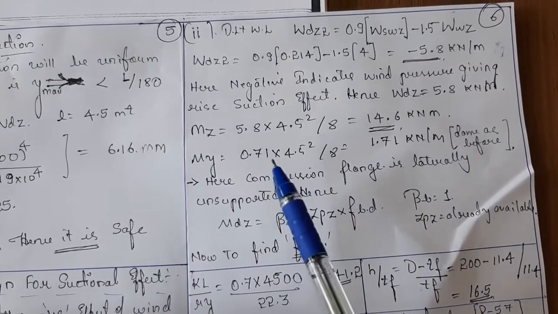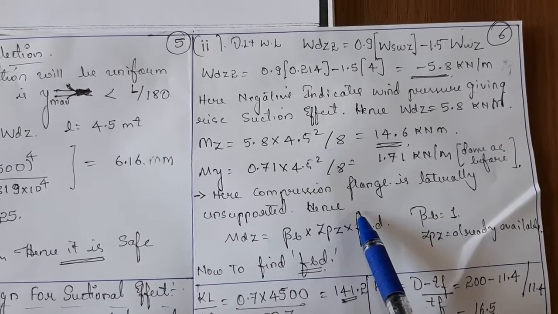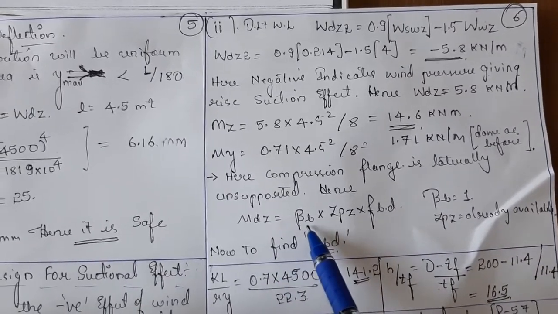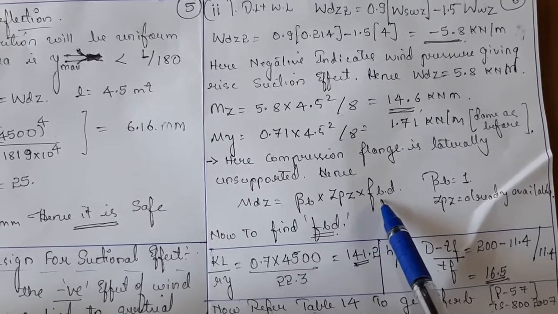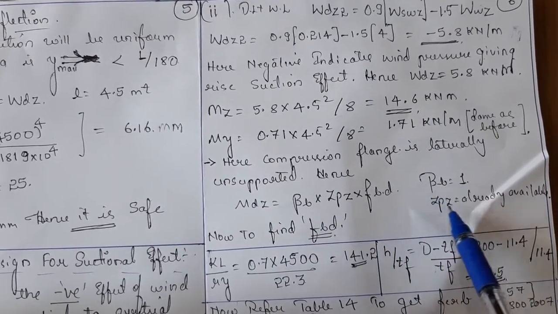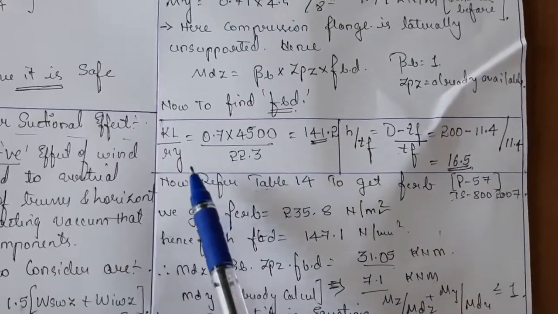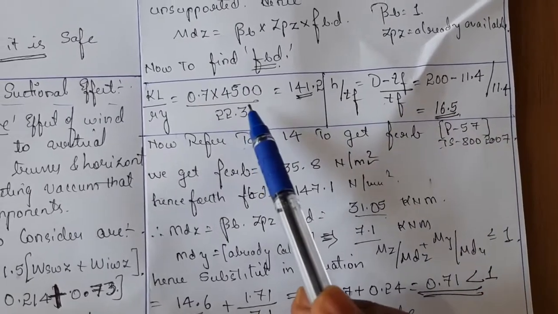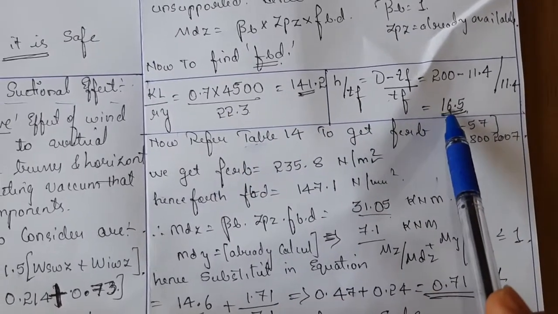Now in the previous case it was laterally supported, but here the compression flange is laterally unsupported because of the suction effect. It doesn't have any support for the suction effect. So the MDZ formula will change here. It involves beta B, ZPZ, and FBD. Now you have to calculate FBD, because we already know beta B is 1 and ZPZ is already available from the calculation. In order to calculate FBD you need two values, KL by RY and H by TF. You have the calculation part here. You got 141.2 as KL by RY and H by TF as 16.5.